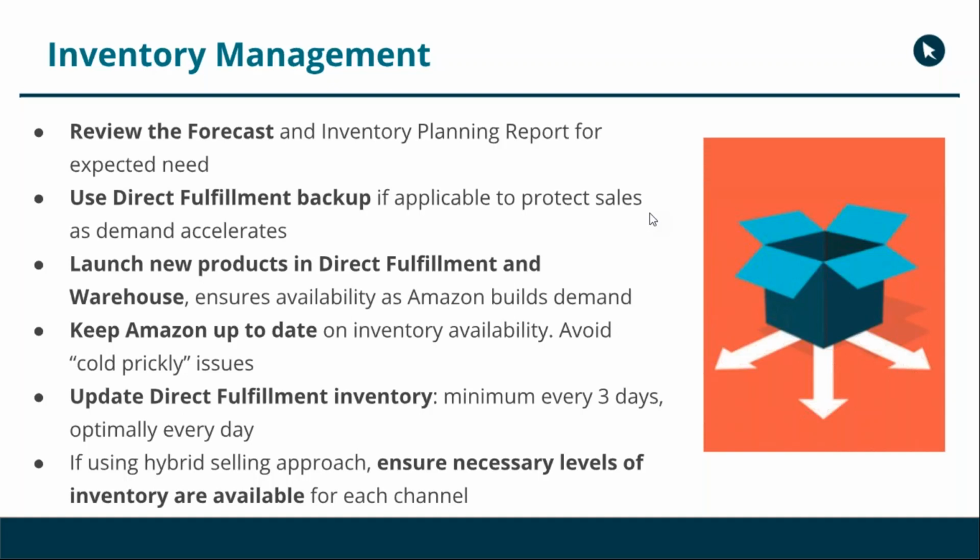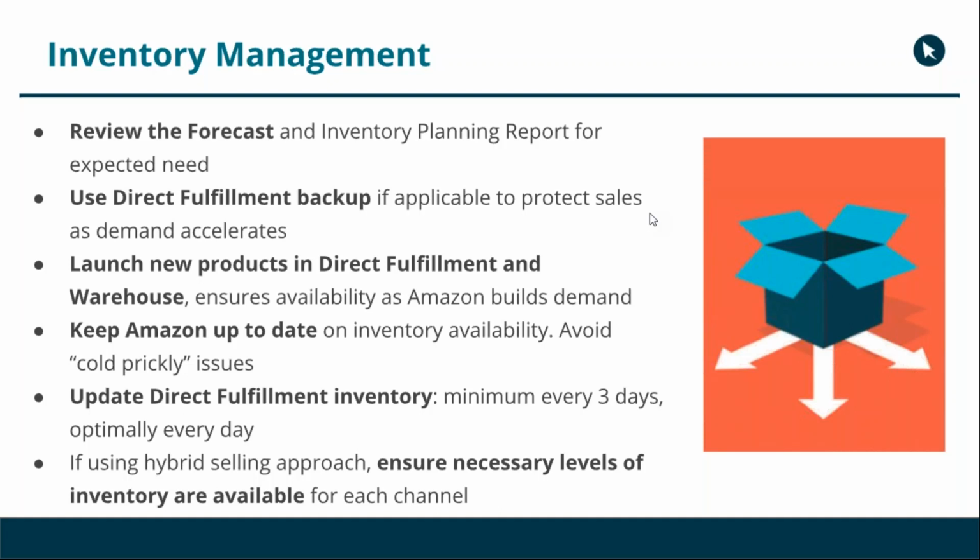Cold prickly is inside terminology at Amazon where they have promised a customer, based on the information that you gave them, that this item is going to get delivered to their fulfillment center and Amazon's going to be able to ship it out to that customer for holiday. And when they find out they may not be able to do that and miss that date, it's called a cold prickly. You don't want any of those.